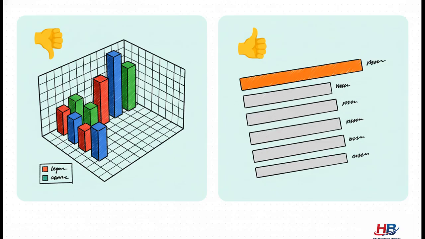Now look at the after. So much better. What did we do? We followed our rules. We decluttered it, we put the numbers right on the bars, and we used the clean color to tell the story. It's simple, it's clean, and you get it in a second.